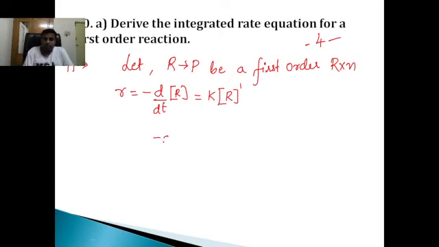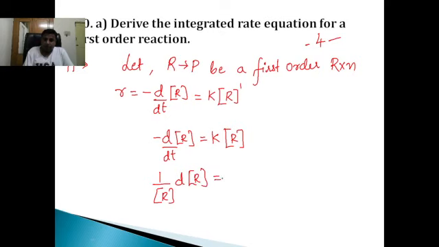Now, let us put the like terms together. Minus d by dt of concentration of R is equal to K into concentration of R to the power 1, anything to the power 1 is the same. Let us send minus sign to this side and dt to this side, and bring concentration of R to this side. So we will get 1 by R into dR is equal to minus K dt. Call this as equation 1.